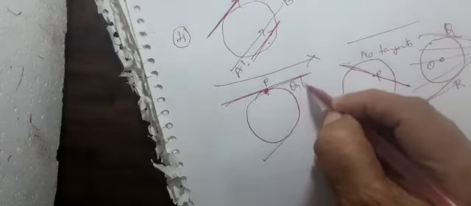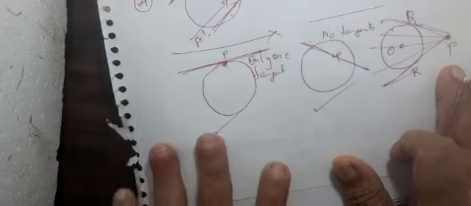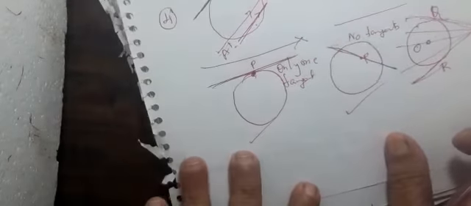So these are the 3 points. If the point P is on the circle, only one tangent can be drawn. Okay? If the point is inside the circle, no tangents can be drawn. If the point is outside the circle, two tangents can be drawn. So this is the important thing.